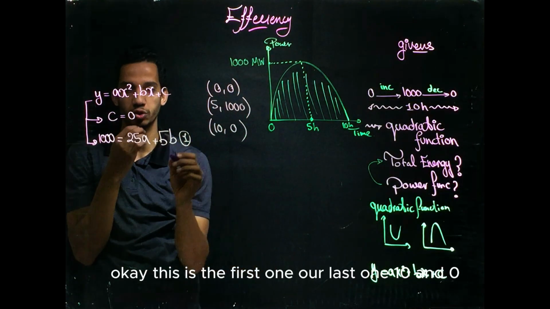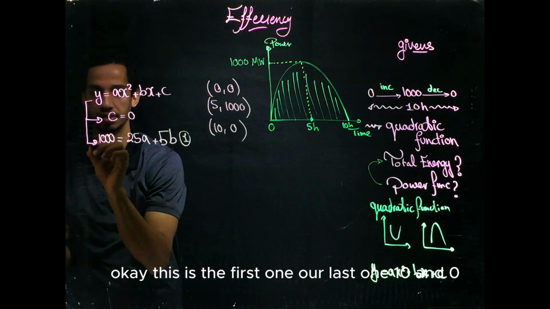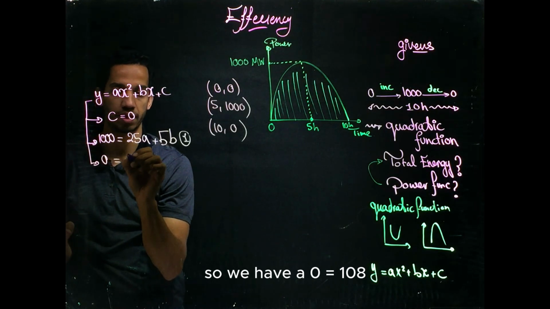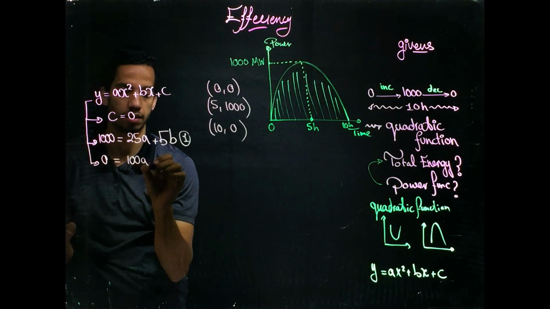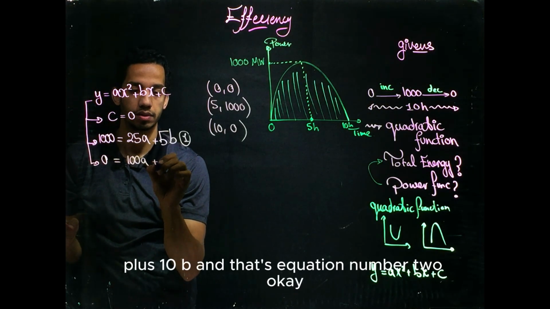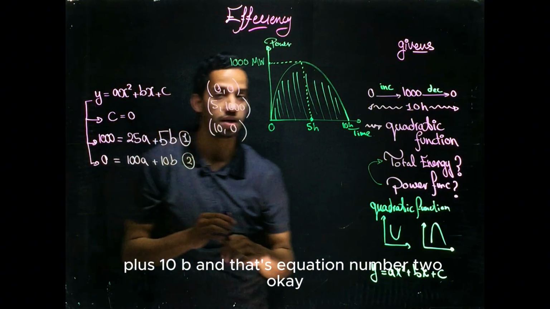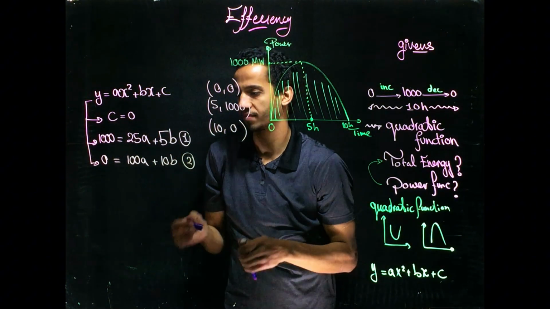Okay, this is the first one. Our last one, 10 and 0. So we have 0 equals 100a plus 10b. And that's equation number 2. Okay, let's solve 1 and 2 together.